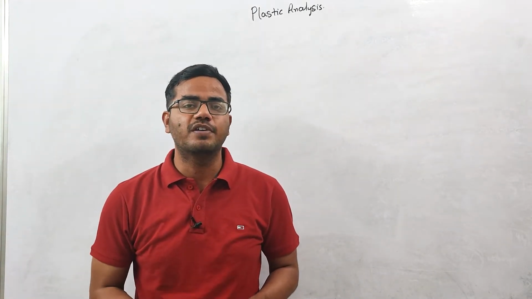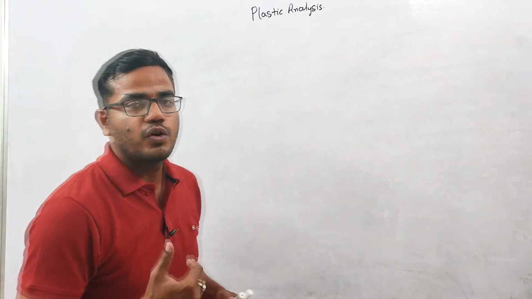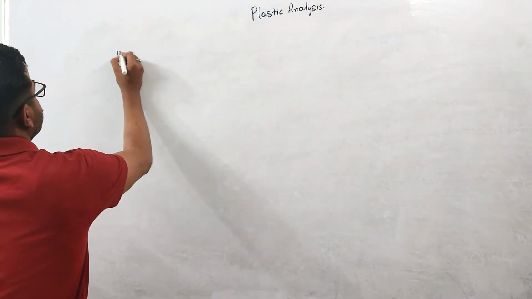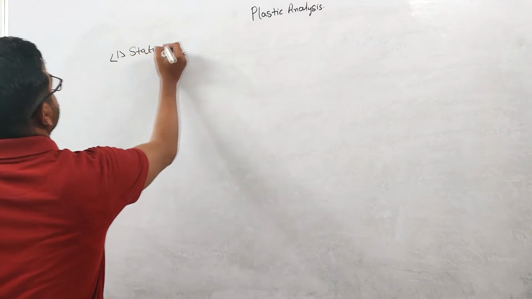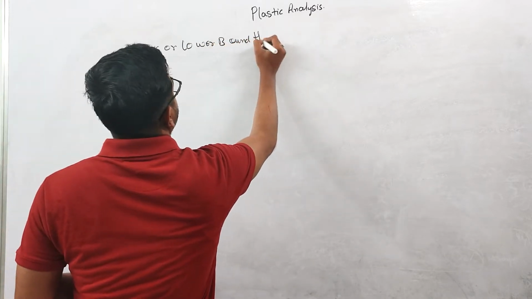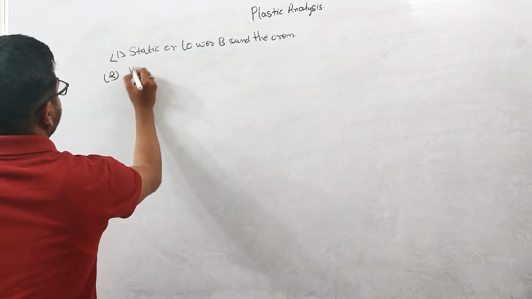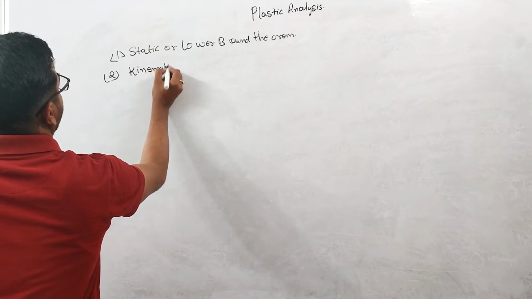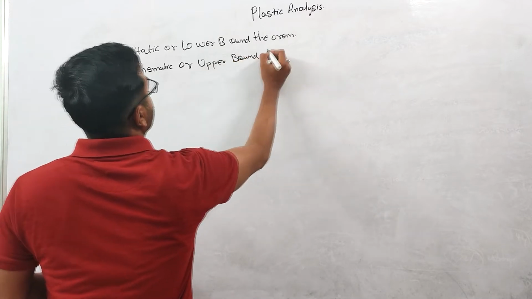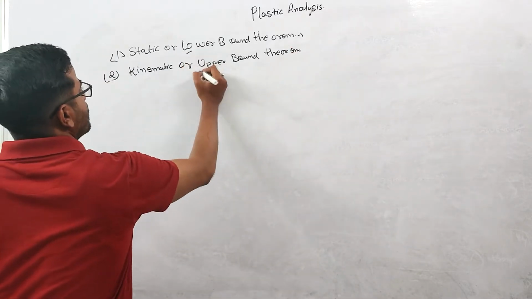In this lecture, we are going to discuss the static and kinematic theorems in plastic analysis. Basically, these two theorems are helpful in calculating the collapse load of the structure, right? So in this lecture, we will be discussing these two theorems. One is the static or lower bound theorem, and the second one is the kinematic or upper bound theorem. Why these are called lower bound and upper bound theorems, we'll see later.